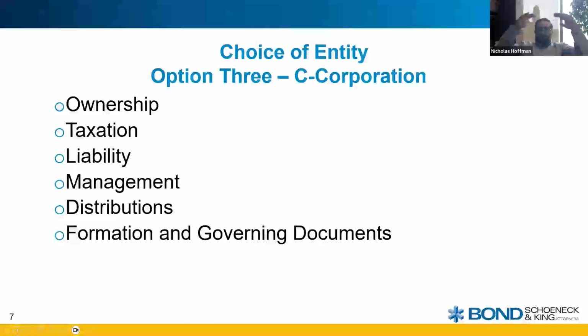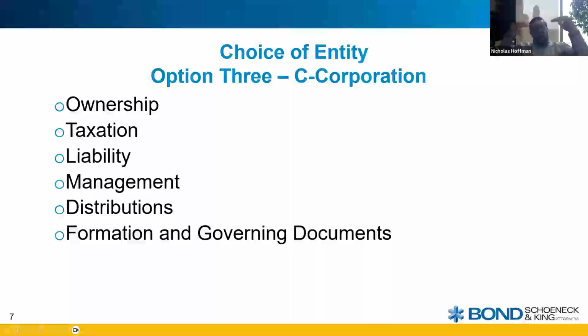They all have to be individuals, but in a C corporation they don't all have to be U.S. citizens or permanent residents. So a little bit more flexibility there. Taxation, I already alluded to the idea that it is often the least desirable option from a taxation perspective because of the double taxation. Liability is really very similar to the others.